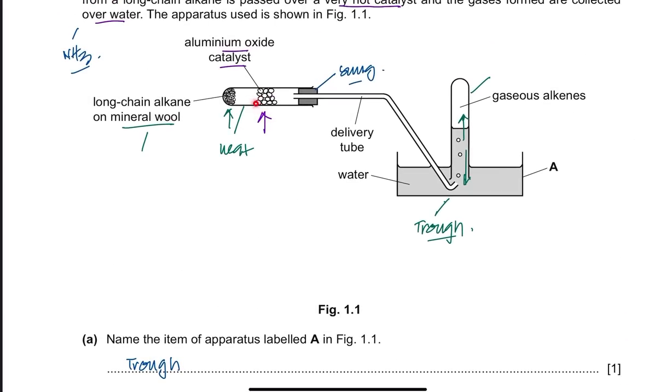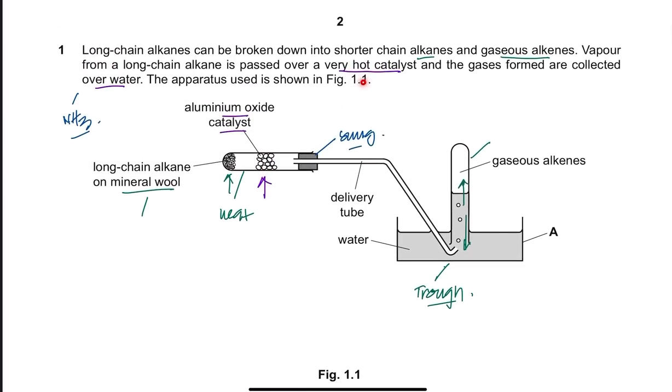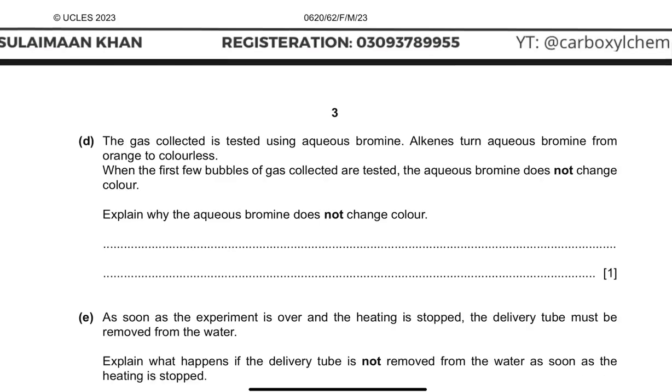One, this catalyst should be heated because it's a very hot catalyst, right? And we know in cracking, we need to have high temperature. And one, we need to heat this because the mineral wool has actually soaked up the long chain alkane. So we have to heat it so that it vaporizes, right? And then undergoes the reaction. Okay, so we've already labeled this.